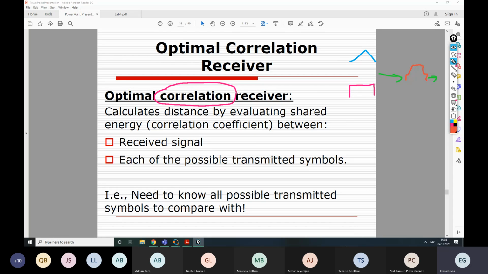Okay, and now we need to make a decision. Which of these two signals has been transmitted? It could be this and it could be this. In order to answer this question mathematically correctly, we need to calculate the similarity ratio between this signal and this signal. That would be similarity 1, and between this signal and this signal, similarity 2.